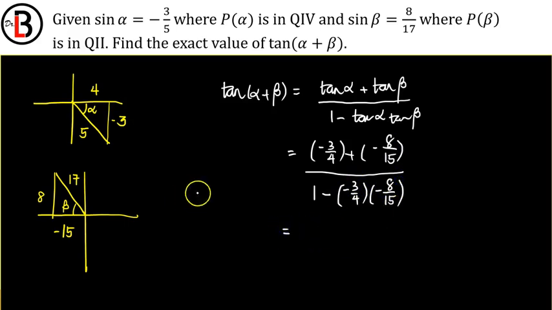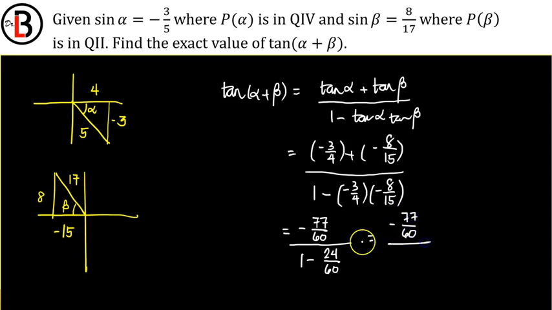The one on top gives us 77 over 60, then that's negative, all over the one at the bottom. So this is going to be 1 minus 3 times 8 is 24 over 60. So this is negative 77 over 60 all over 1 minus 24 over 60, which is going to be 3/5. So 77 over 36. So this one would be the final answer.